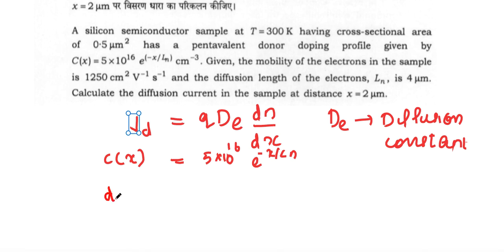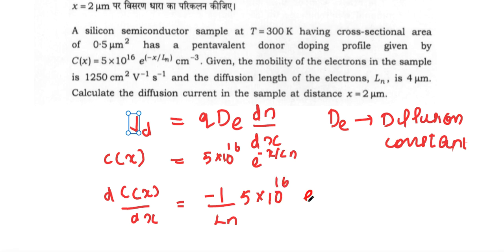Now if you take dC of x by dx, we will get minus 1 by L into 5 into 10 raised to 16 e raised to minus x by L. We have to calculate the diffusion current at a distance of 2 micrometer, so x becomes 2 micrometer, and L is 4 micrometer. So these micrometers will get cancelled, and in effect it becomes e raised to minus 0.5.